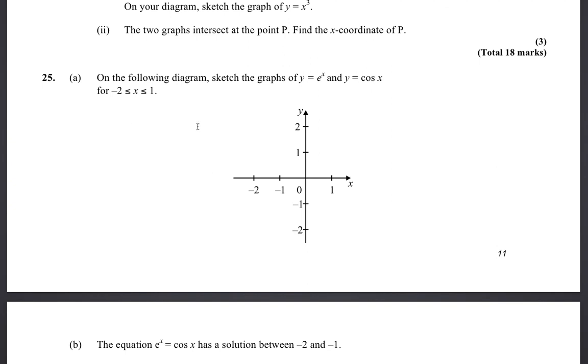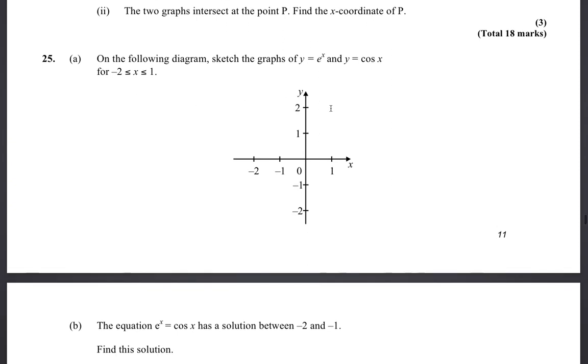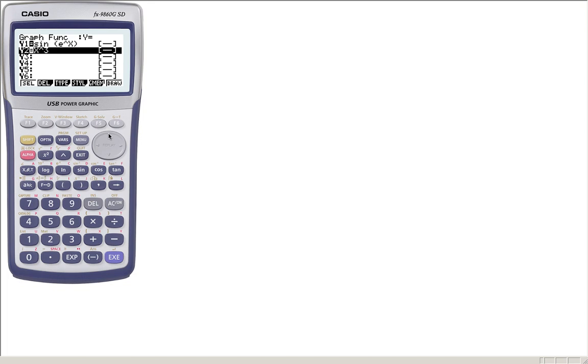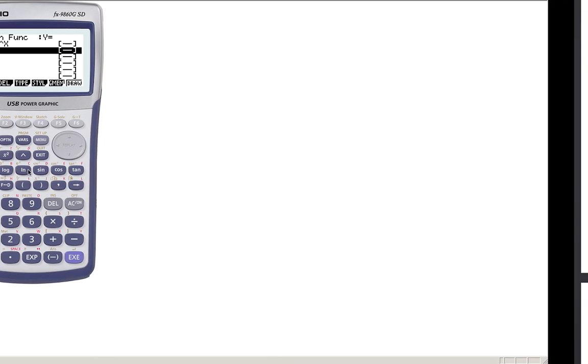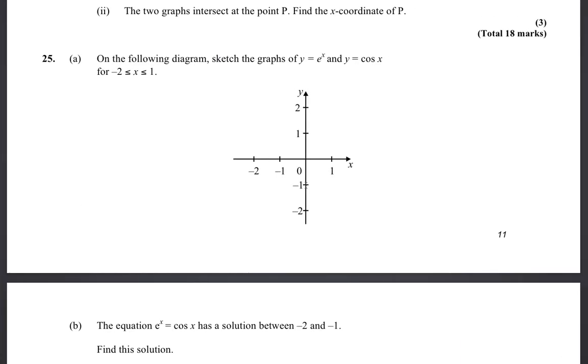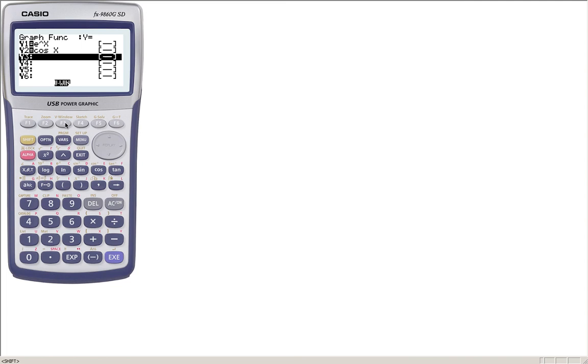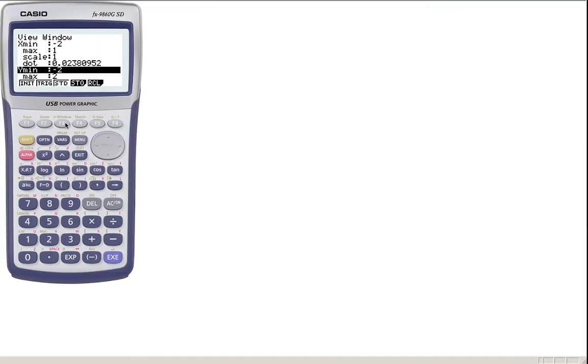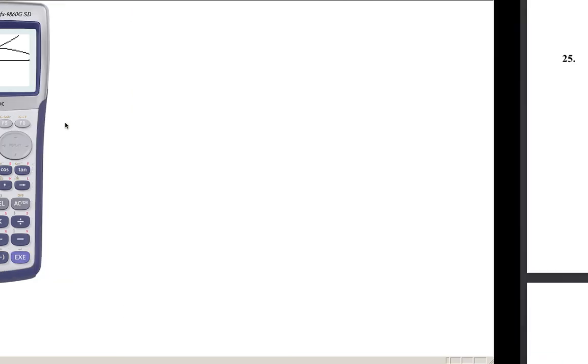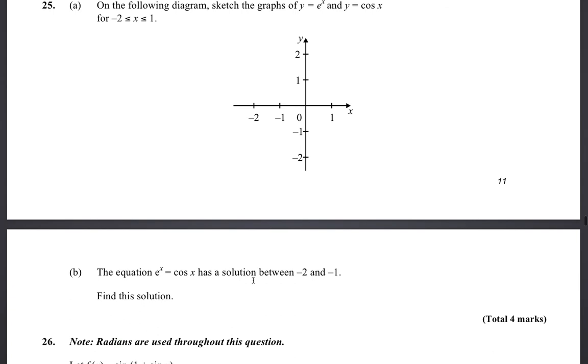Okay, so the 25th problem. In the following diagram, sketch the graphs of y equal to e power x and y equal to cos x. That's straightforward. So e power x and cos x, it's fine. The scale is -2 to 1 and -2 to 2. Okay, so this is how it looks. It has a solution between -2 and -1.